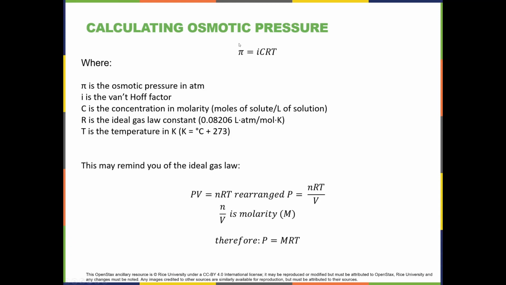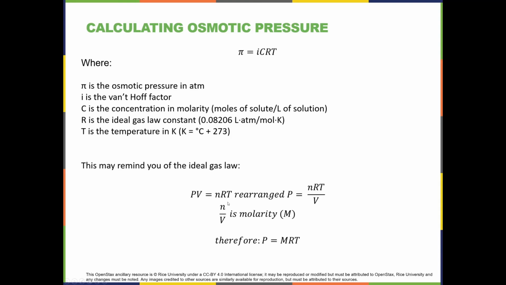Osmotic pressure uses pi. Pi equals iCRT, okay? Where pi is the osmotic pressure in atmospheres, i is the van't Hoff factor, C is the concentration in molarity, not molality. There's no temperature change here. R is the ideal gas law constant, and T is the temperature. If you look at this, it looks an awful lot like PV equals nRT, except we changed the P to a pi, and we added the i.